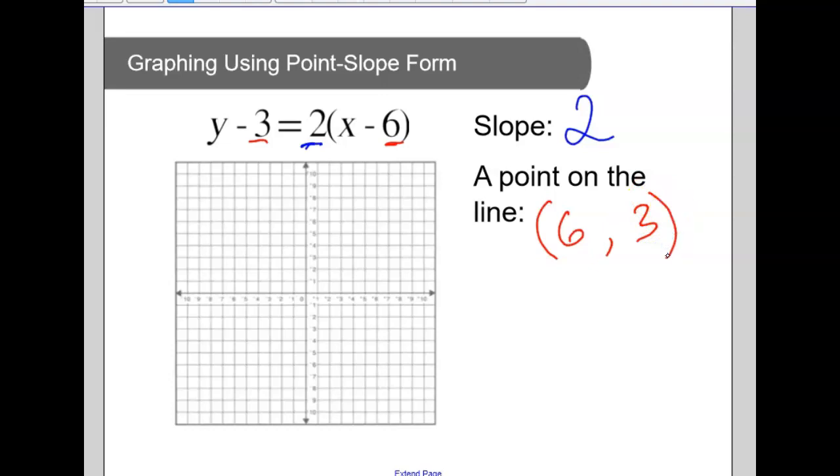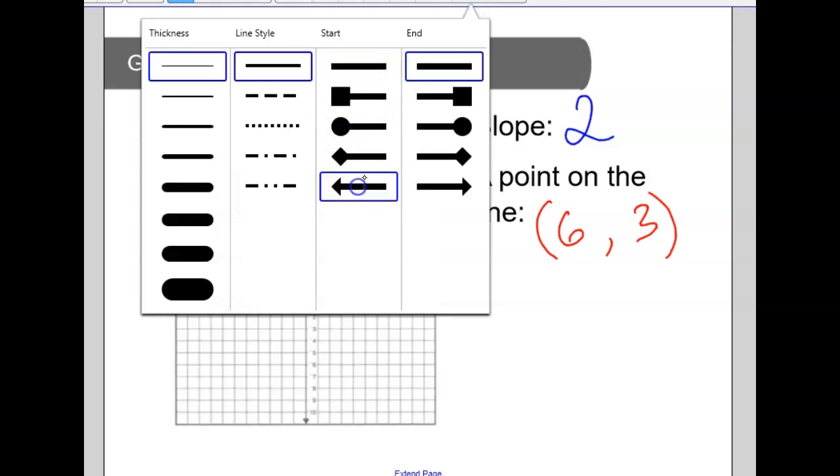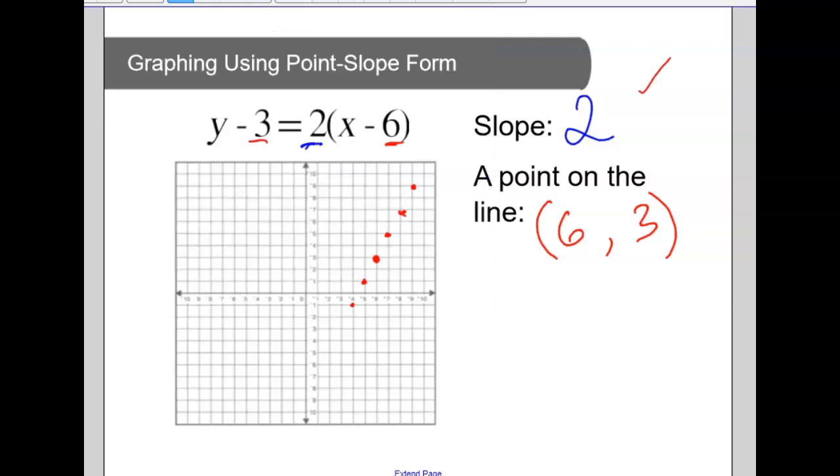So in order to graph this, I am going to plot that point 6, 3. So I go right to 6 and up 3, and here's my point 6, 3. And then I'm going to use my slope to give me some other points. So go up 2, right 1, up 2, right 1. I can of course go down 2, left 1, and these are all the points that are going to be on my line. So I'm going to graph it, and my line will go through all of the points like this.